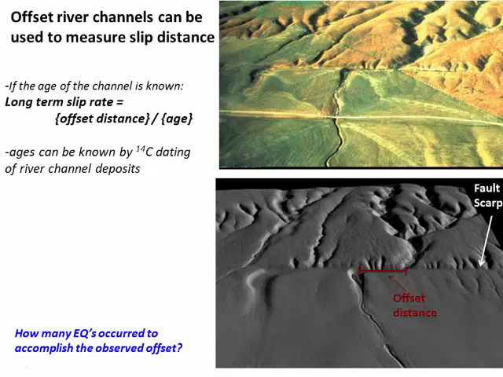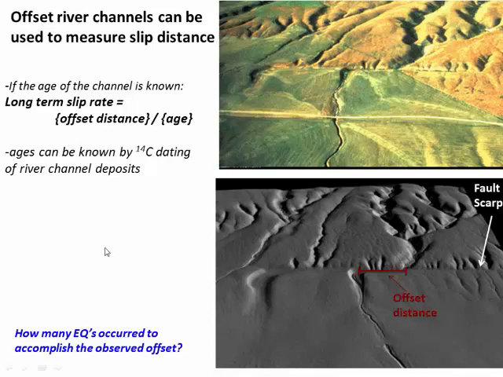So one thing geologists can do is ask, what's the long-term slip rate here? And that's given by measuring the offset distance and dividing it by the age of the river channel. And that might allow us to say, okay, if this fault has moved 10 meters in 10,000 years, then the long-term slip rate is 1 meter per 1,000 years. And that's useful information when we're thinking about seismic hazard and the distribution of faults.